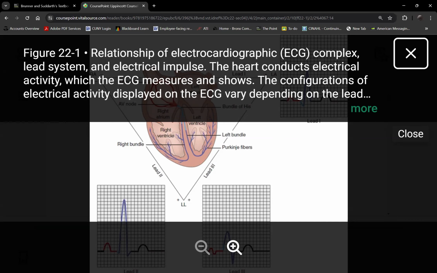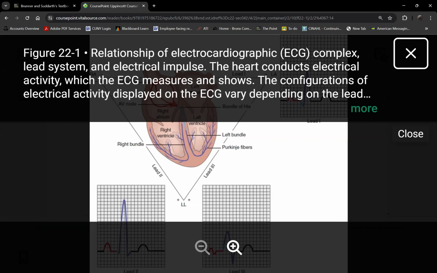So leads V1, V2, and then 3, 4, 5, 6 will be here on the 4th to the 5th intercostal space. V6 would be mid-axillary. So that's a total of 6 chest leads, right? 1, 2, 3, 4, 5, 6. Okay, so you have 6 chest leads and then 4 limb leads, 1 on each extremity. So 1 on each arm and then 1 on each leg. So that's 10 total, right?